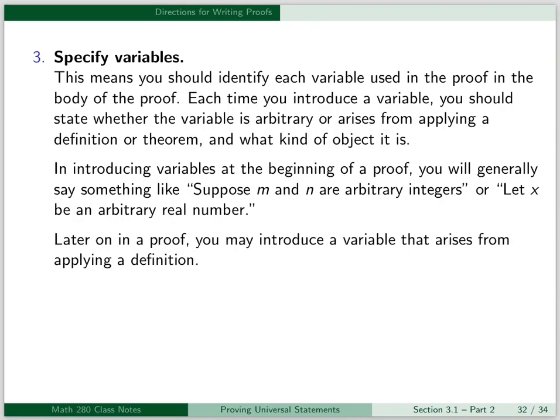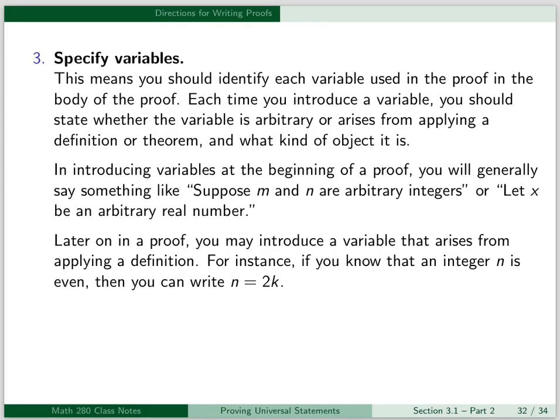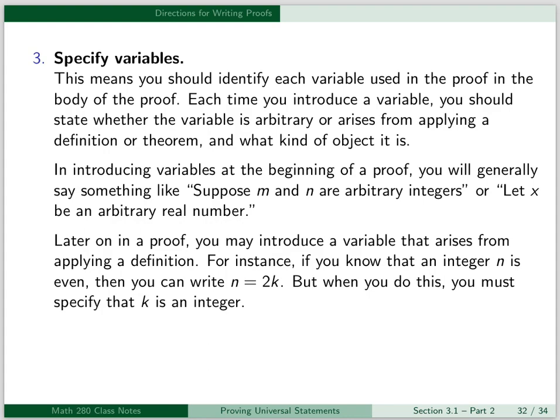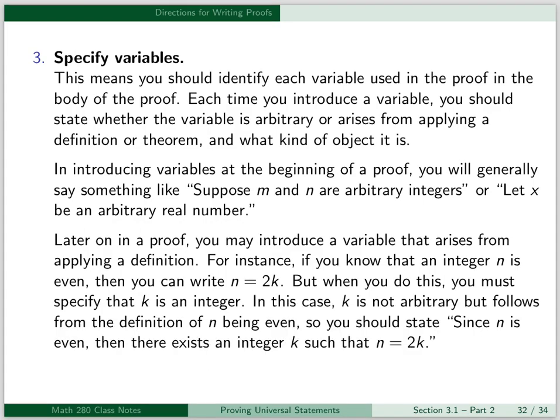Later on in a proof, you may introduce a variable that arises from applying a definition. For instance, if you know that an integer n is even, then you can write n is equal to 2k. But when you do this, you must specify that k is an integer. In this case, k is not an arbitrary integer, but follows from the definition of n being even. So you would state something like, since n is even, then there exists an integer k such that n is equal to 2k.